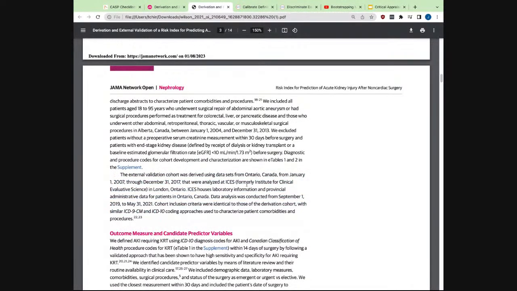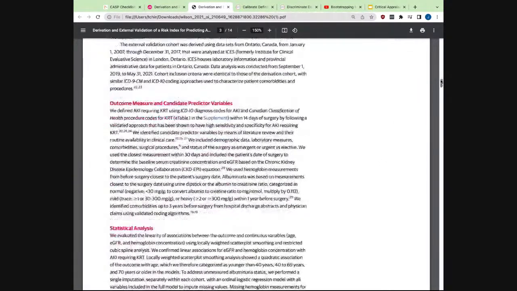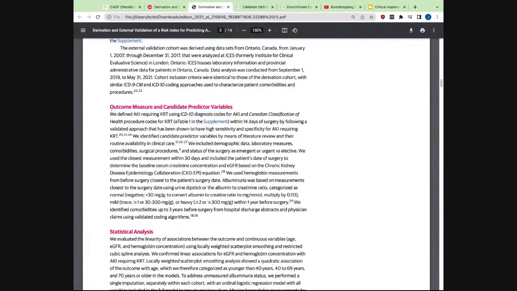Here they are talking about using a separate data set from a different state or province in Canada. And in this paragraph, again, very important for research papers, is how they define all the outcome measures. The main outcome is acute kidney injury requiring KRT, and they use an ICD diagnosis code. Usually, with my reviewer hat on, I don't like to use diagnosis codes to define any outcome measures because it can be very variable and we are using a data set.